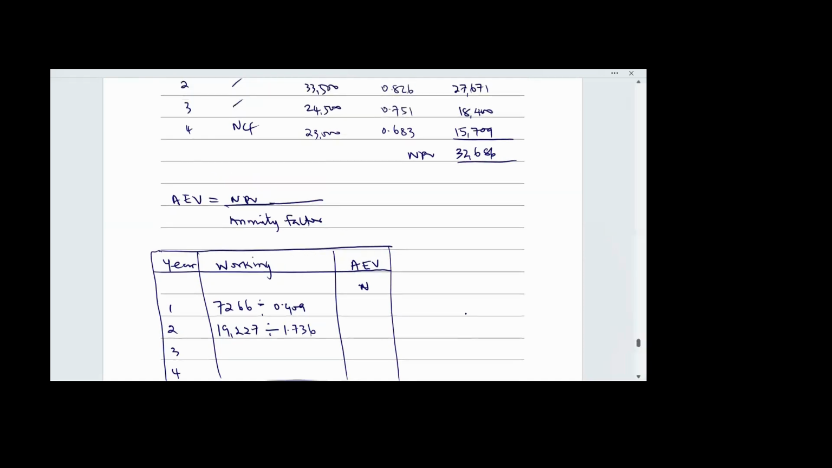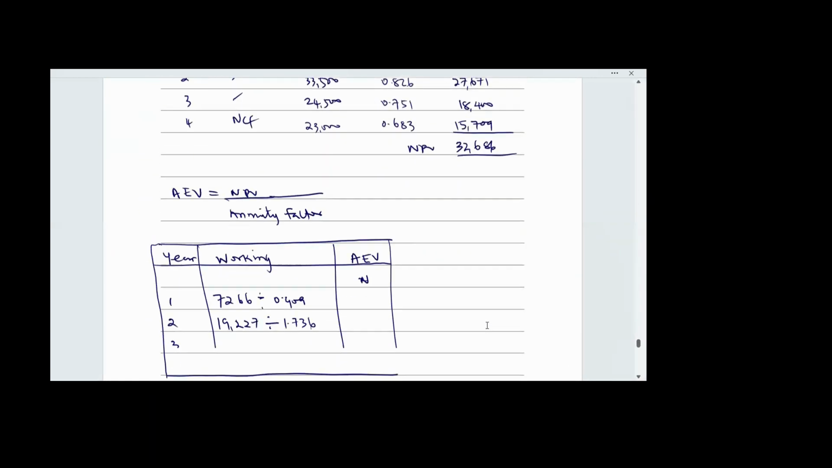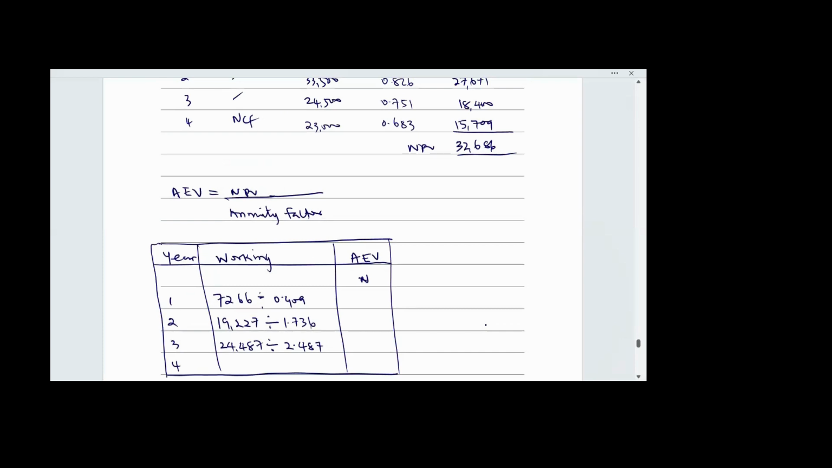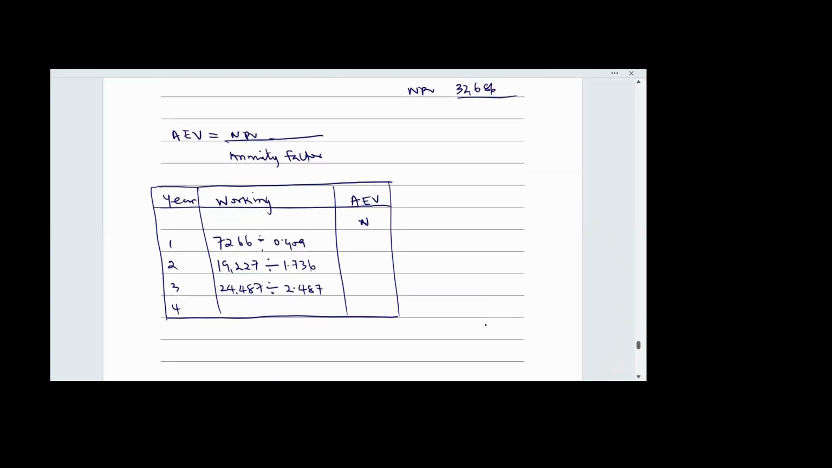NPV of year 3 is 24,487. 24,487 divided by annuity factor of year 1 to 3 at 10%, that's 2.487. NPV of year 4, 32,686. 32,686 divided by annuity factor of year 1 to 4 at 10% will give us 3.170. So somebody should give me the annual equivalent value.